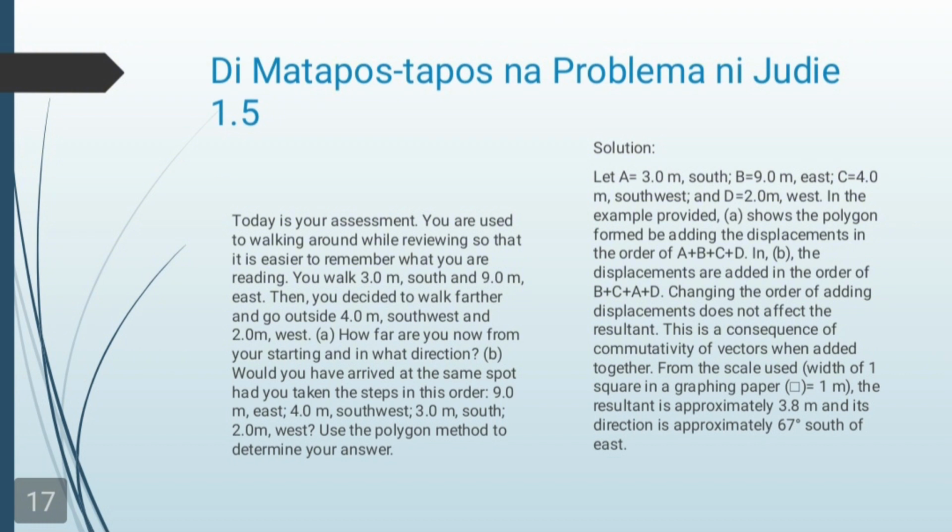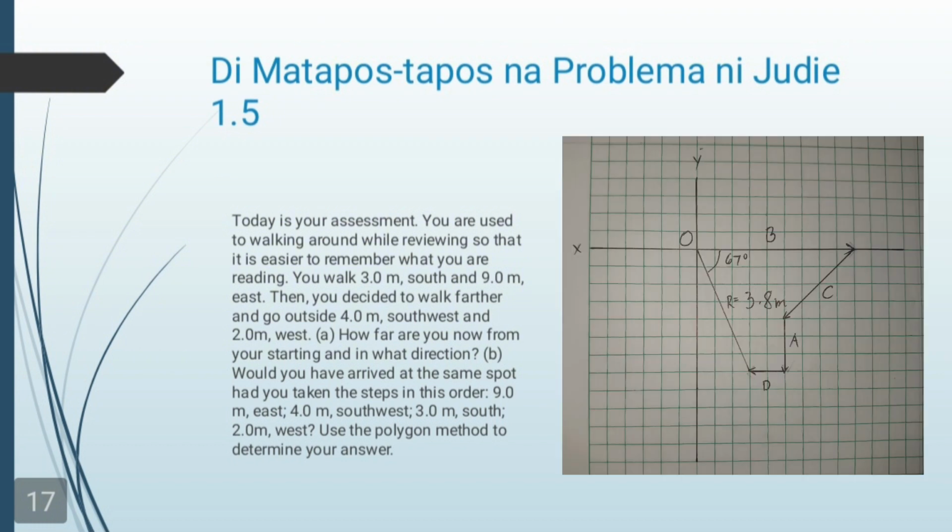Today is your assessment. You are used to walking around while reviewing so that it is easier to remember what you are reading. You walk 3 meters south and 9 meters east. Then you decided to walk farther and go outside 4 meters southeast and 2 meters west. How far are you now from your starting point and in what direction?